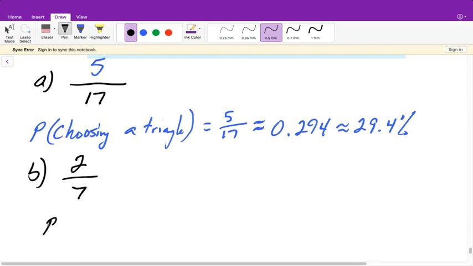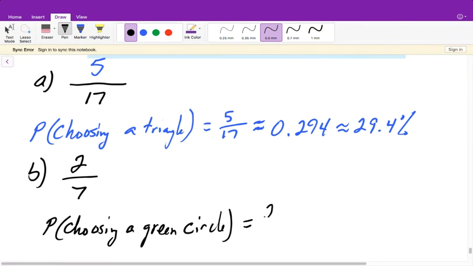So I'm going to say the probability of choosing a green circle is equal to 2 out of 7. And remember, I want you to write this as a decimal. So 2 out of 7 is going to be approximately 0.286 or 28.6%.